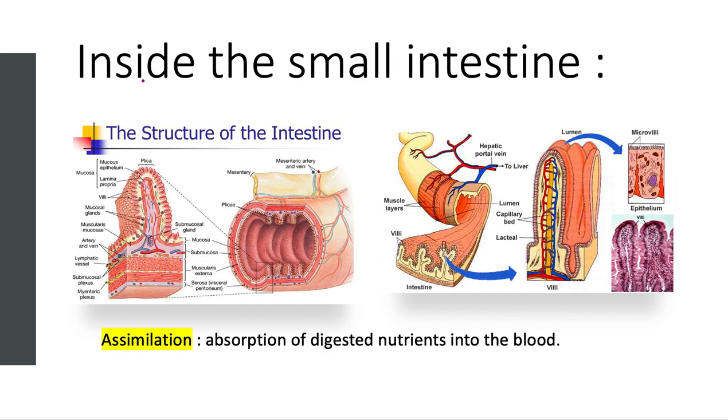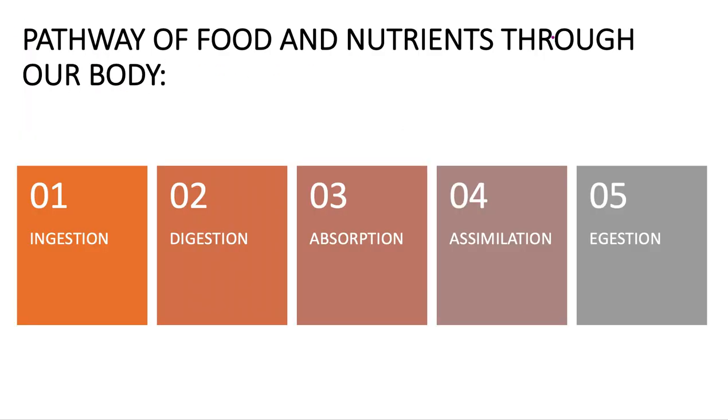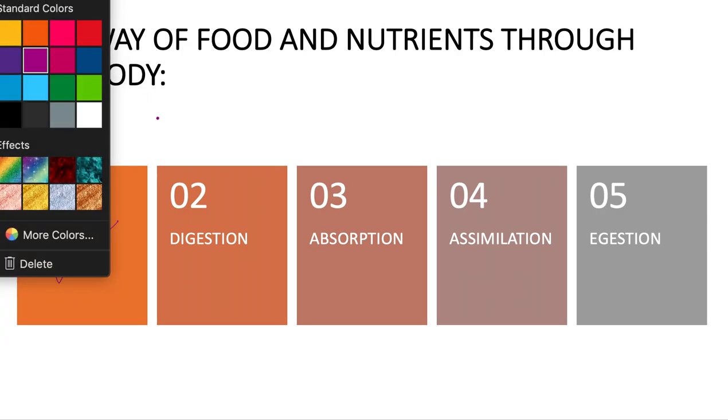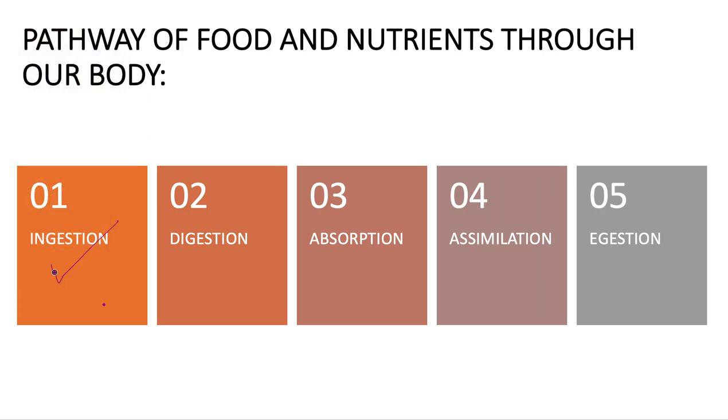So now we've successfully completed the second step of the journey of food inside our body. The first step was ingestion, which we finished learning about. So the first step is ingestion, tick. Digestion, done. Digestion ends in the small intestine. Now we'll learn about absorption.